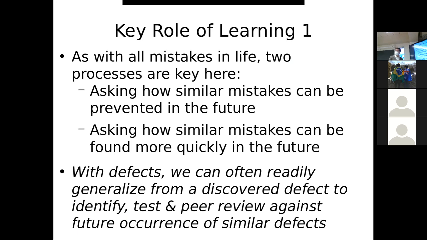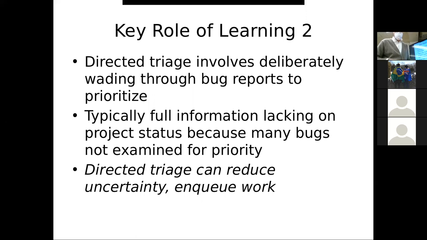And with defects, we can often generalize. We find an off by one error, or we find a buffer overflow error. We find an error associated with failure to check that a string is sanitized in terms of not having SQL. And so then we look for other things like that. And we try to pick up what we could be missing and look for it in peer review, in testing, and when we're doing manual and automated testing, we put in place regression tests, et cetera.